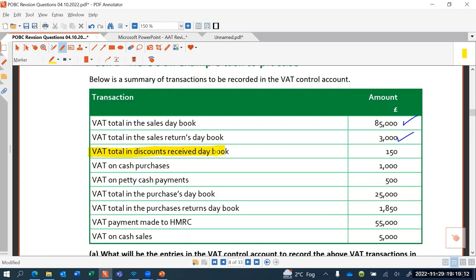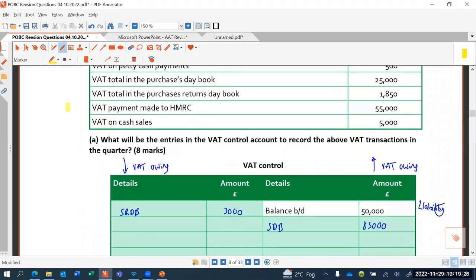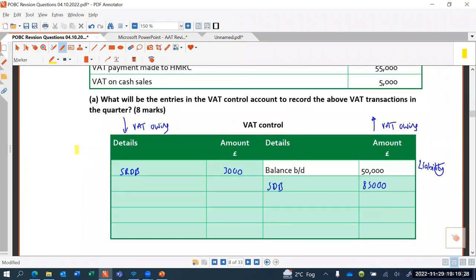What would actually happen in the live assessment is that you would have a drop down list. So you wouldn't be typing this in freehand. In the live assessment, you would be using a pick list. So the pick list might say sales, in which case that's what you'd pick. It might say credit sales, so you'd pick that. It might say a sales day book, you'd pick that.